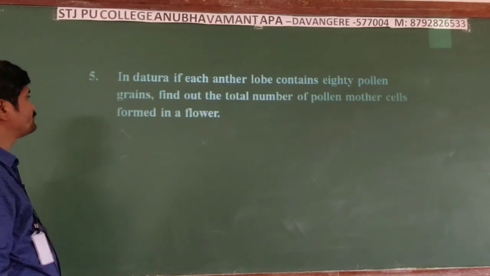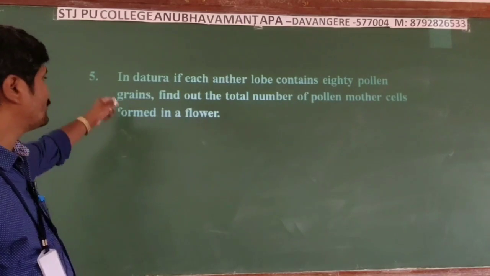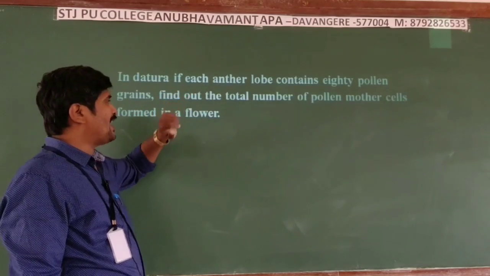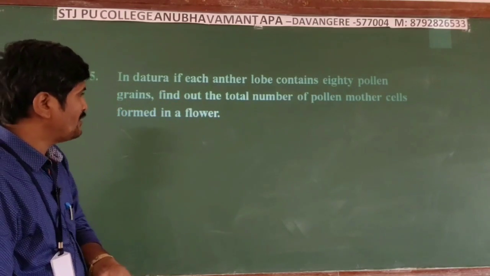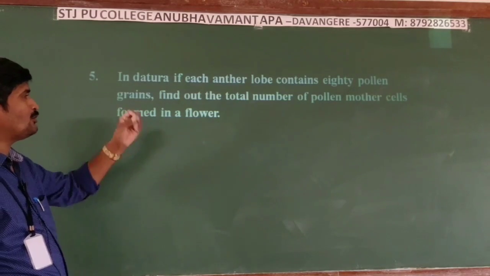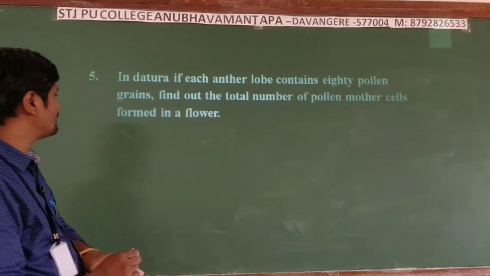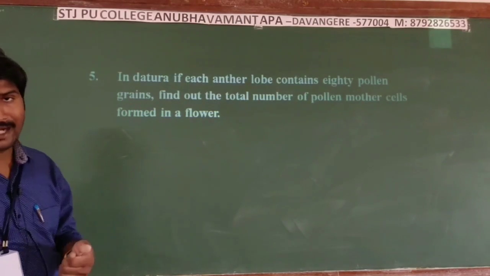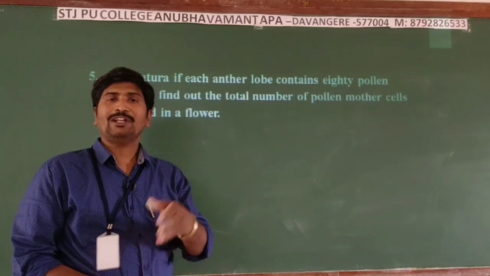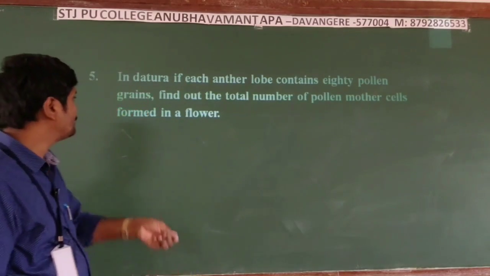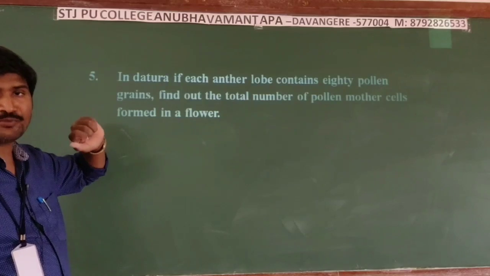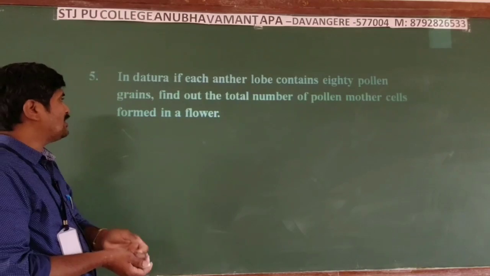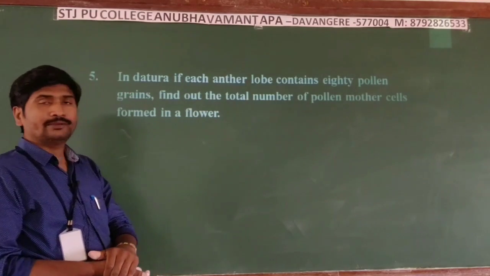See next question. 5. In Datura, if each anther lobe contains 80 pollen grains, find out the total number of pollen mother cells formed in a flower. Datura belongs to the Solanaceae. See, it is also tetrasporangiate, dicotyledonous anther.